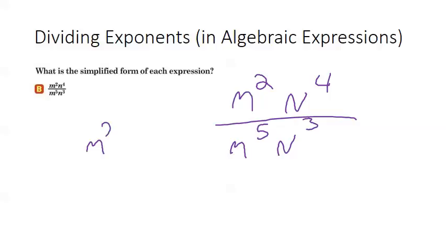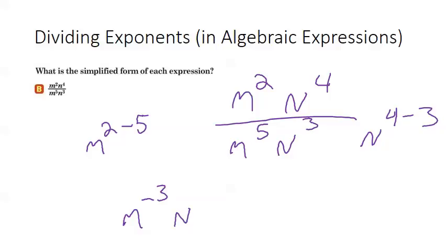M to the power of 2 minus 5, right? The same rule. This is the quotient rule, okay? So m to the power of 2 minus 5. What's m to the power of 2 minus 5? Well, m to the power of negative 3, okay? N to the power of 4 minus 3, right? Quotient rule. 4 minus 3 is 1, so you're just left with n to the power of 1, okay?